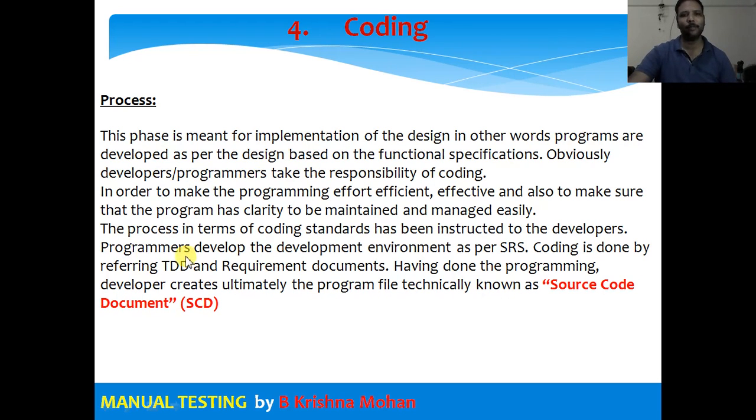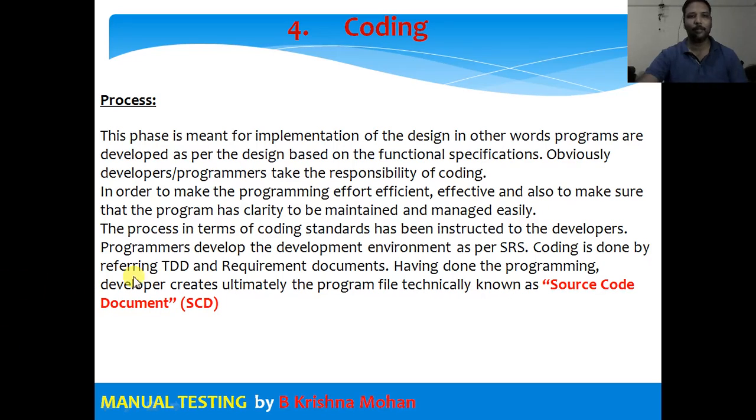Programmers do the development, and the main thing here is the environment. They have to set up the environment first. In the SRS it is mentioned which type of OS we have to use, what the configuration of the system should be, what tools are to be used, and what version we have to use. All those things will be written in the SRS, because it is, in technical terms, the system requirement specification. First, the developers have to set up the environment for development, then they have to develop it.